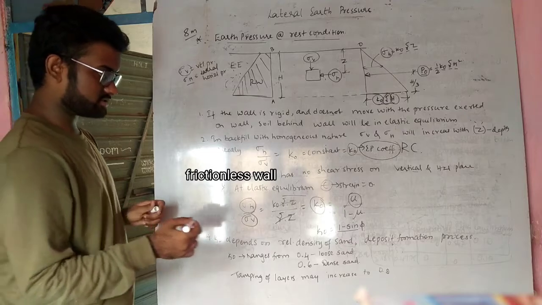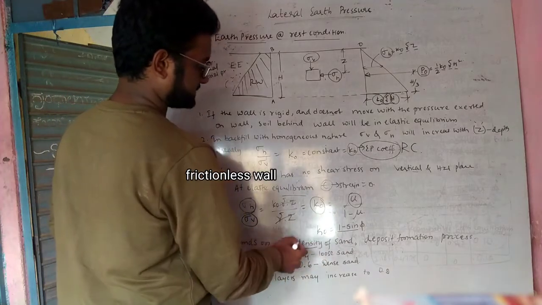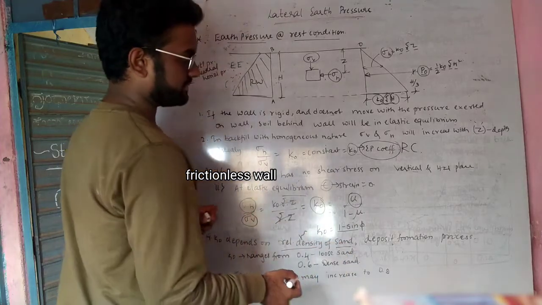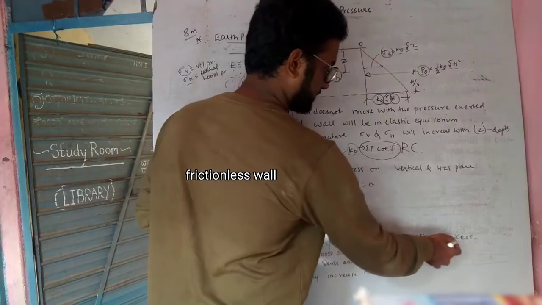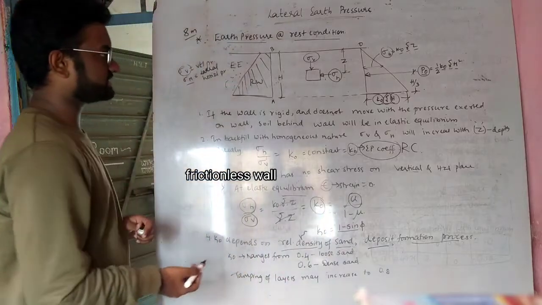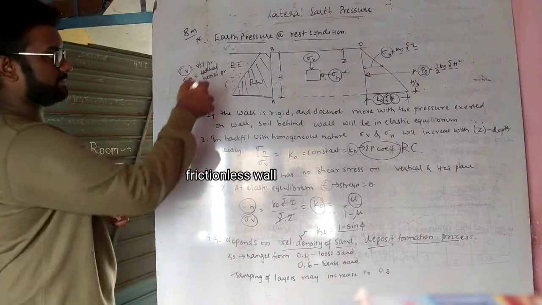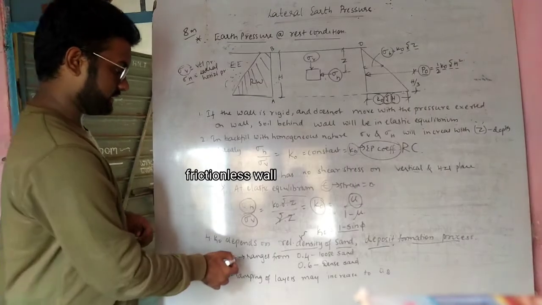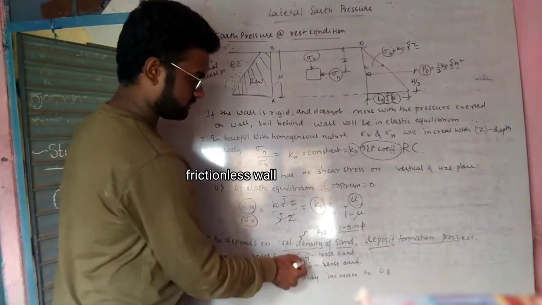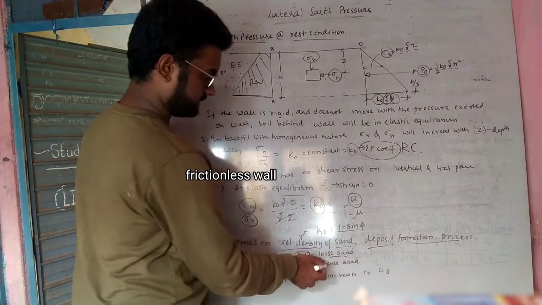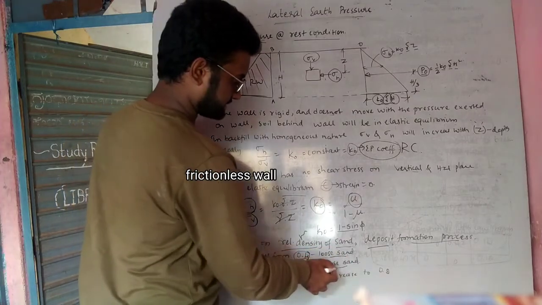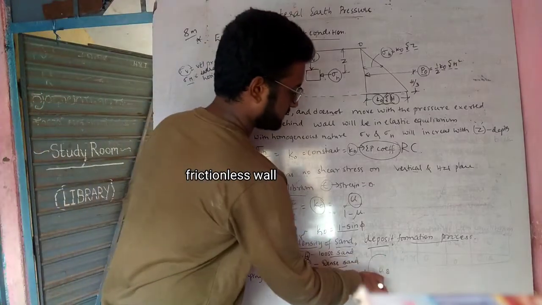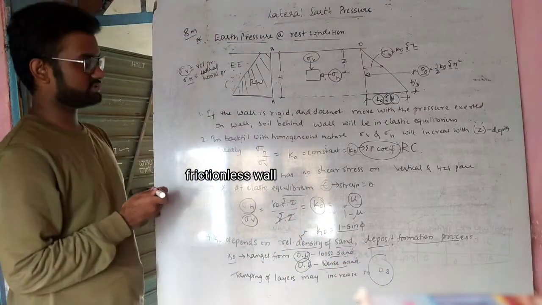Now K naught also depends on the relative density, that means the unit weight of the sand, and it also depends on the deposit and the formation process. How the backfill is formed and its other properties influence it. K naught ranges from 0.4 for loose sand to 0.6 for dense sand. The tamping of layers may increase it up to 0.8 as the at-rest value.